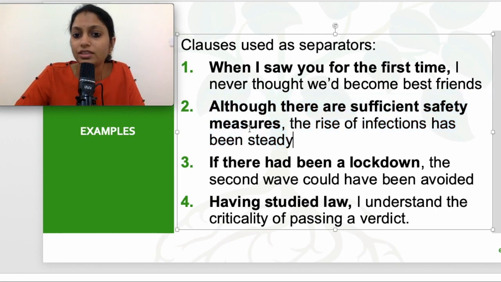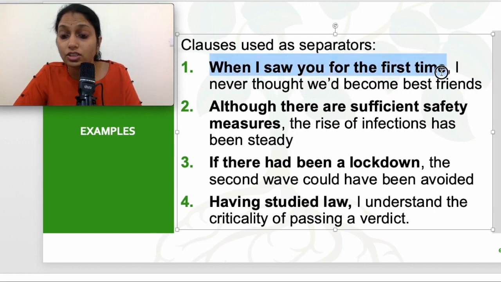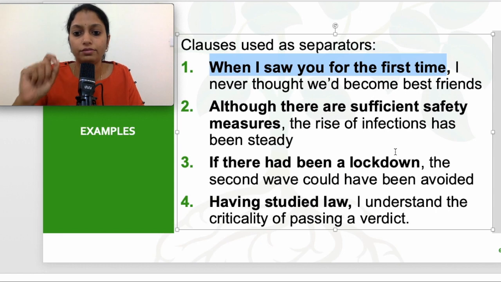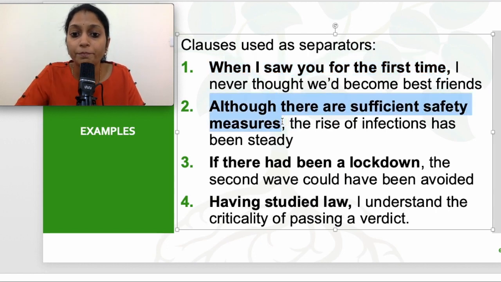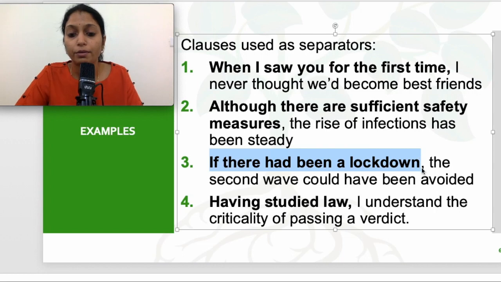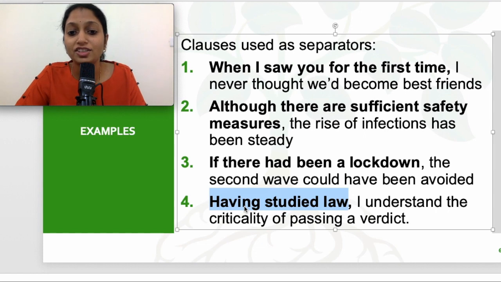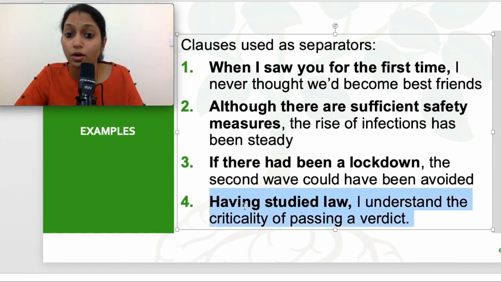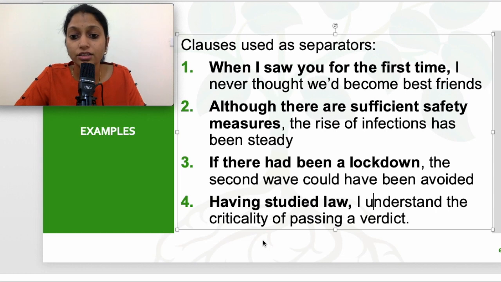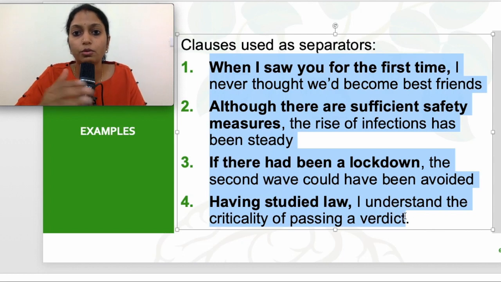Right? Now, these clauses altogether are a different concept, but what I want to say here is when you start your sentence with such clauses, you put a comma after that. Okay, take a look. When I saw you for the first time, comma. Although there are sufficient safety measures, comma. If there had been a lockdown, comma. Having studied law is also a clause, although it doesn't have a subject, it still functions as a clause because of this verb here. I understand the criticality of passing a verdict. Okay, now these clauses also require a comma after them.